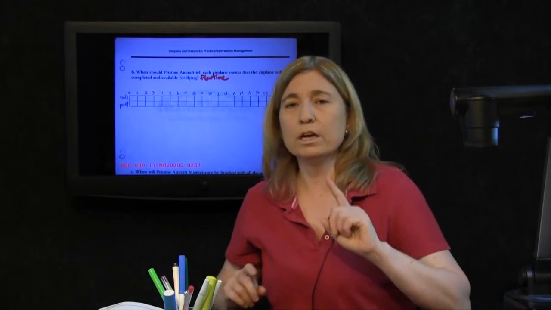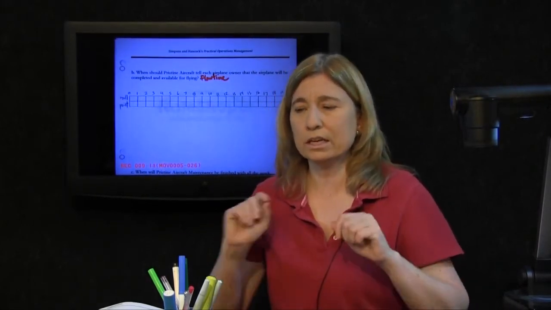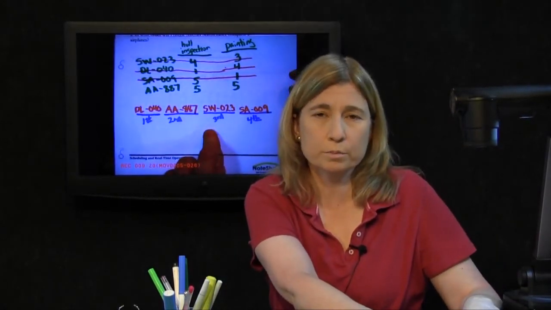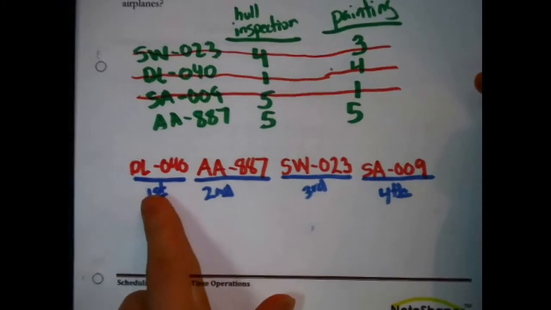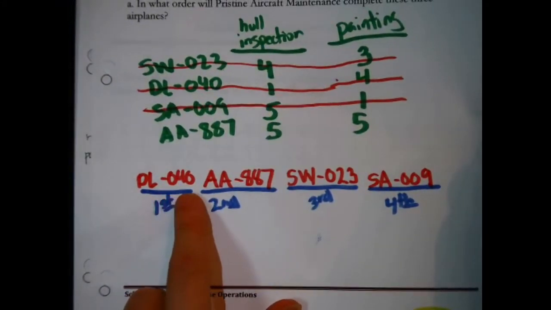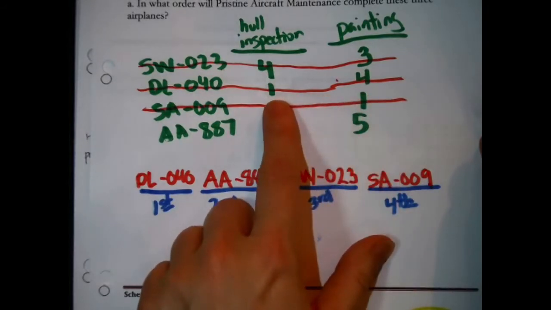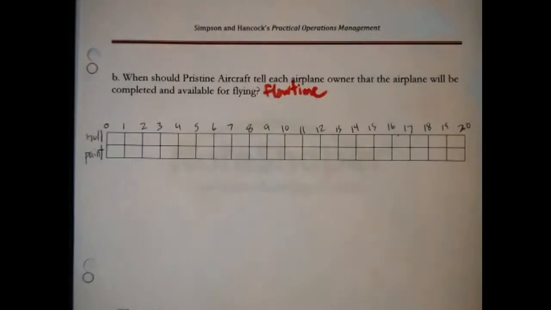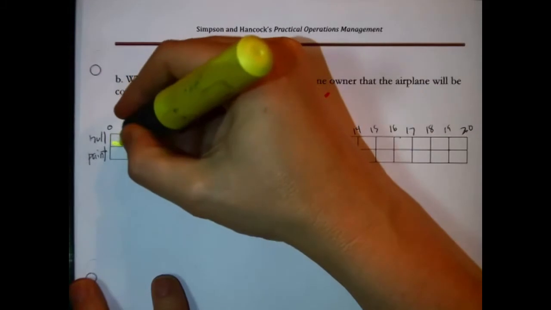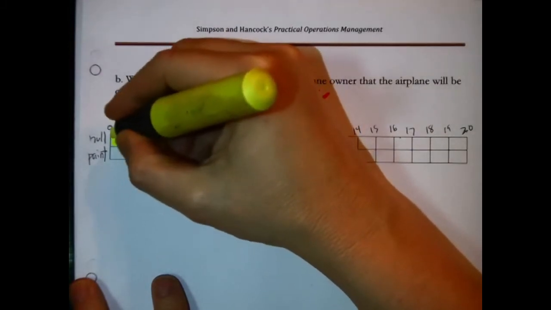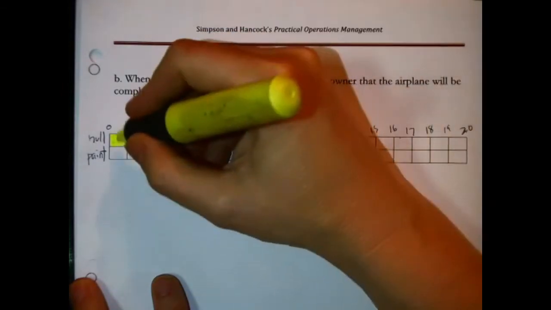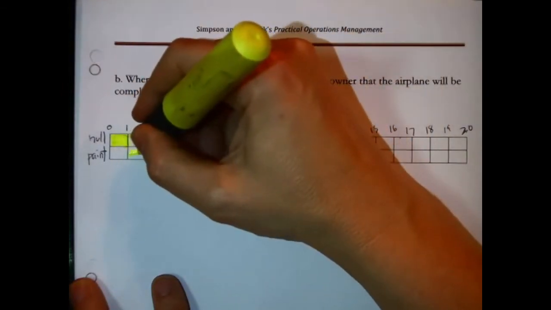Now we want to illustrate the sequence that we found in the first part of the problem. That sequence is that aircraft DL040 should be worked on first. I'm looking at the lightly crossed off data. It's 1 day worth of hull inspection and 4 days worth of painting. I just want to represent that on the Gantt chart. If we work on it first, this would be the hull inspection. I'm reserving 1 day, and then 4 days worth of painting.